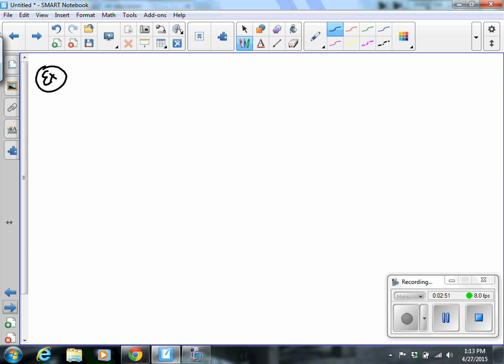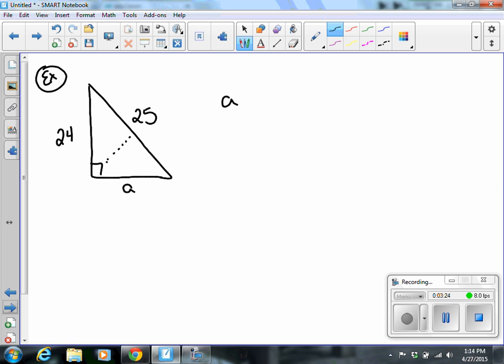So looking at this next one, you need to figure out the missing side length. So go ahead and solve for A. I know that the 25 is my hypotenuse. So I have A squared plus 24 squared equals 25 squared.